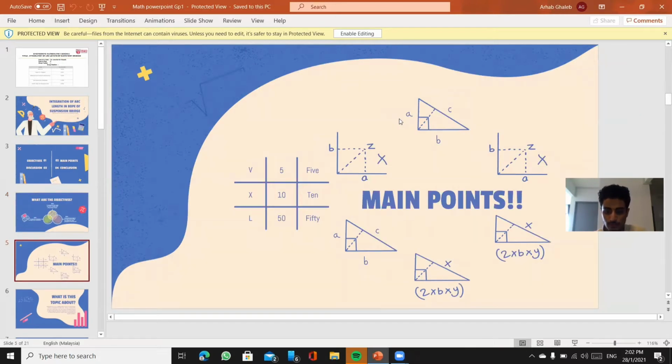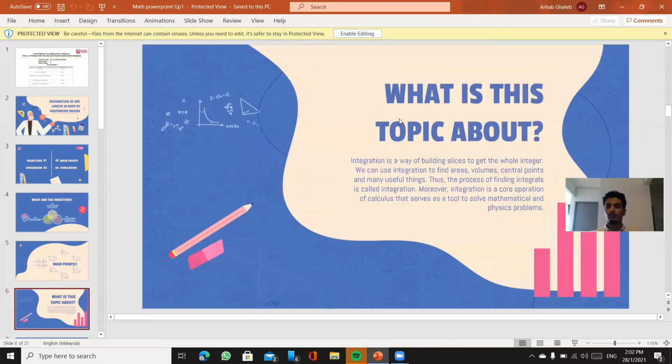Here we come to main points. What is the topic about? Integration is a way of building slices to get the whole integral. We can use integration to find areas, volumes, central points, and many useful things. Thus, the process of finding integral is called integration. Moreover, integration is a core operation of calculus that serves as a tool to solve mathematical and physics problems.